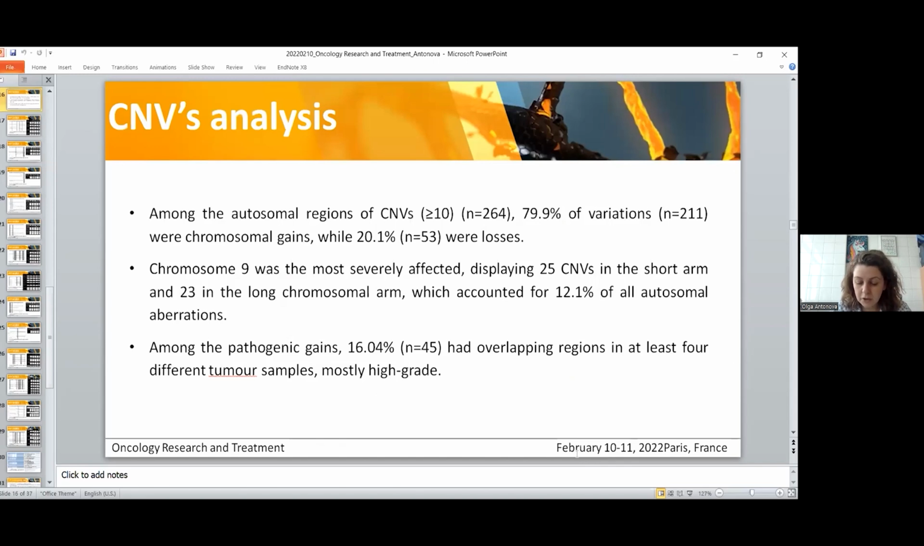Among the autosomal regions of copy number variation with more than 10 different mutations, 80% of variations, 211 in number, were chromosomal gains, while 20% were losses. Chromosome 9, as I already said, was the most severely affected, displaying 25 CNVs in the short arm and 23 in the long arm, which accounted for 12% of all autosomal aberrations. Among the pathogenic gains, 16% had overlapping regions in at least 4, or mostly 5 or 6, different tumor samples, mostly high grade, as you will see in the next several slides.